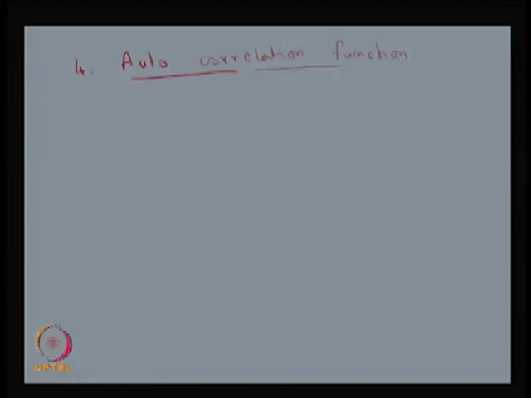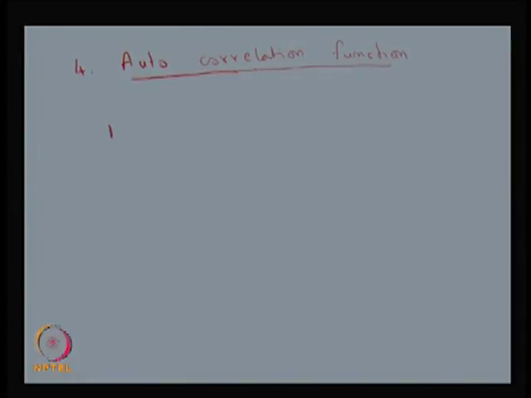Now we are moving into the fourth definition, that is autocorrelation. Autocorrelation function. The way we have defined the covariance function, now we are defining the autocorrelation function.